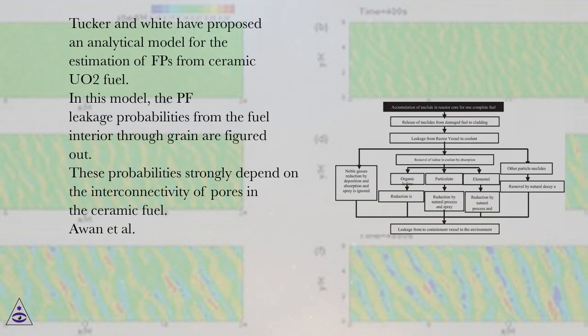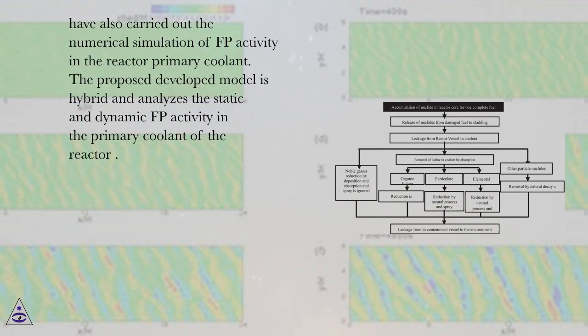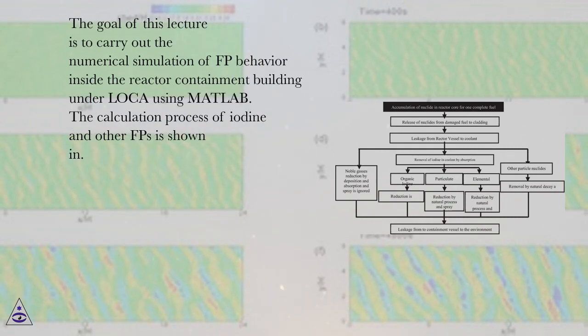Awan et al. have also carried out the numerical simulation of FP activity in the reactor primary coolant. The proposed model is hybrid and analyzes the static and dynamic FP activity in the primary coolant of the reactor. The goal of this lecture is to carry out the numerical simulation of FP behavior inside the reactor containment building under LOCA using MATLAB.